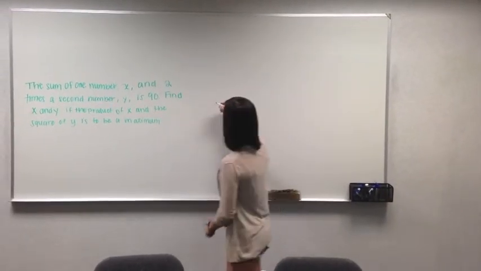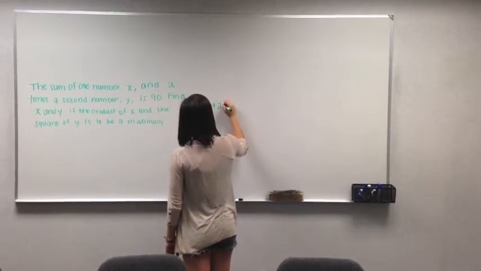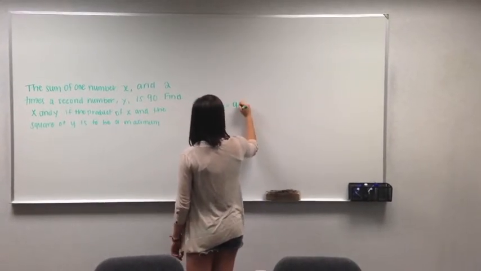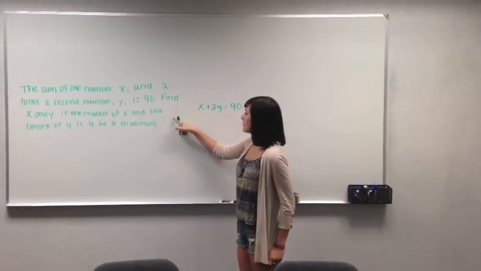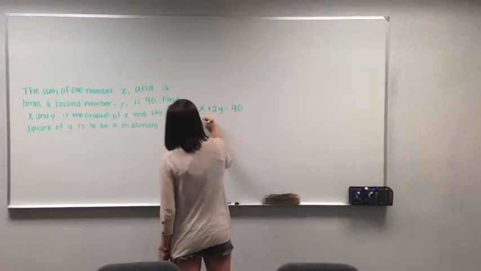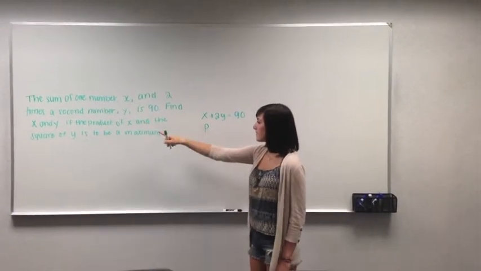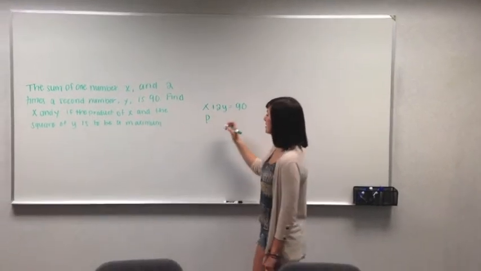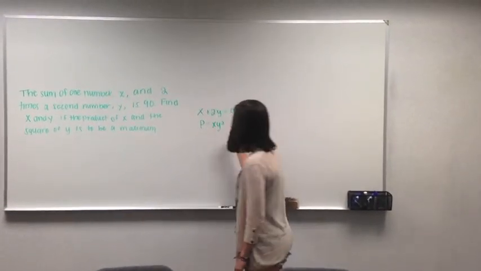So the sum of one number, x, and 2 times the second number, y, equals 90. That's your first step. The second step is to set up the product equation. So you can use p or any other variable, and you know the product of x and the square of y is said to be a maximum. So the product of x and the square of y.